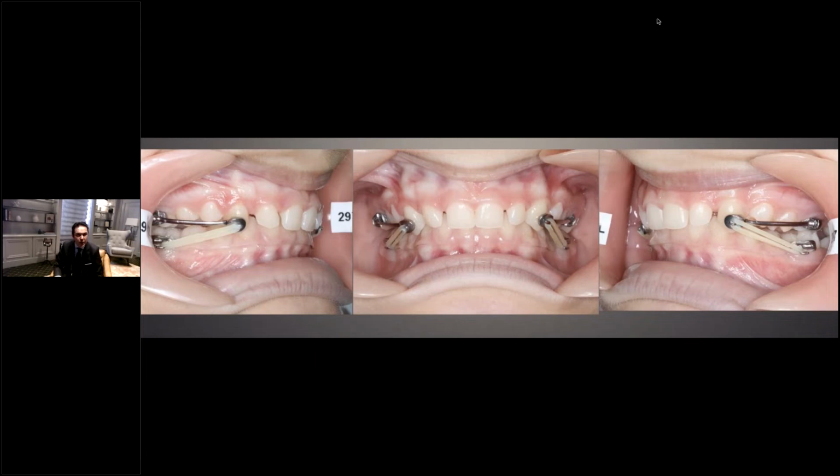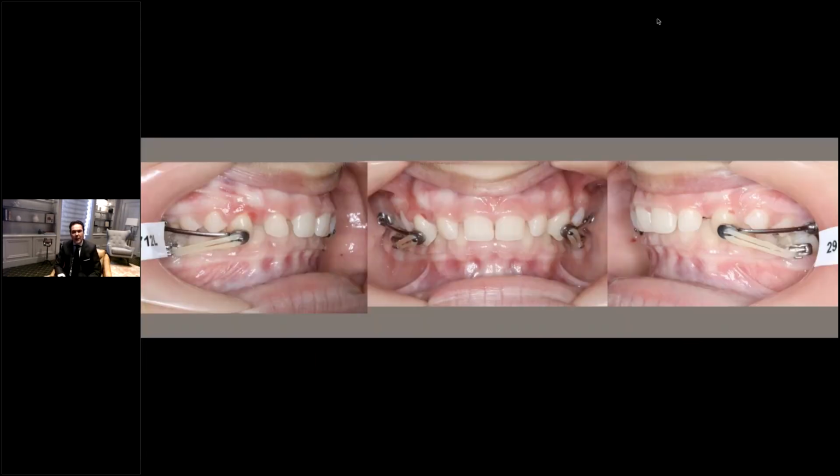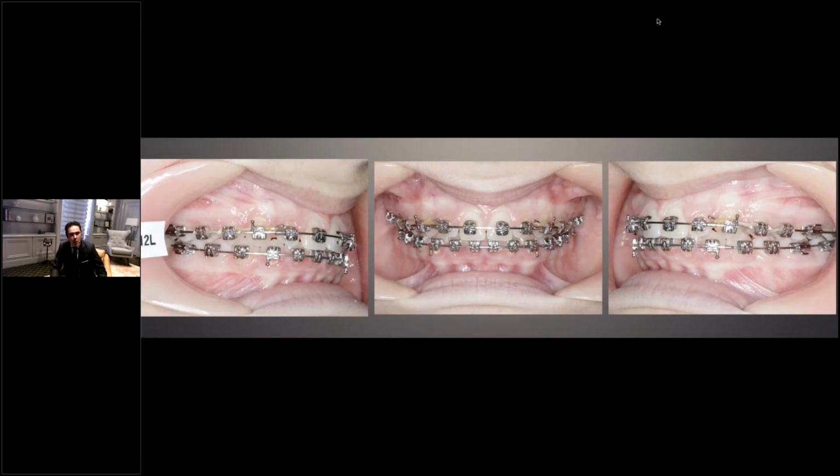But here we are not yet there. So we go a little bit more, and you can say, oh, look, this has been a little bit extruded. The canine has been extruded in this particular case. Yes, because it was a class 2 division 2, a complex case. But it's not a problem, because now when we accomplish class 1 and we switch to the brackets, the canine is immediately repositioned to the correct height.